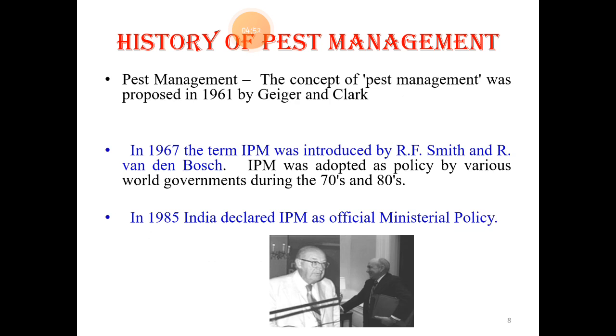It was in 1961 that Giger and Clark proposed the concept of pest management. In 1967, the term integrated pest management, in short IPM, was introduced by Smith and Bosch. In 1985, India officially started these IPM strategies.